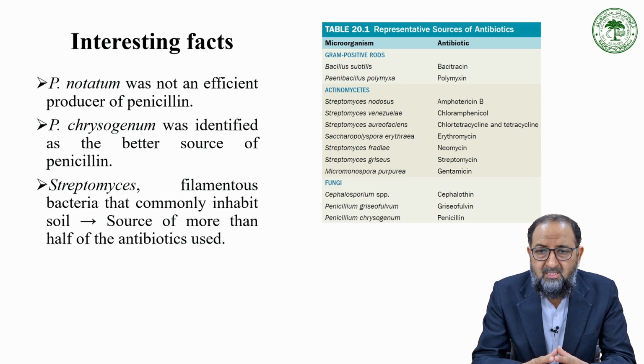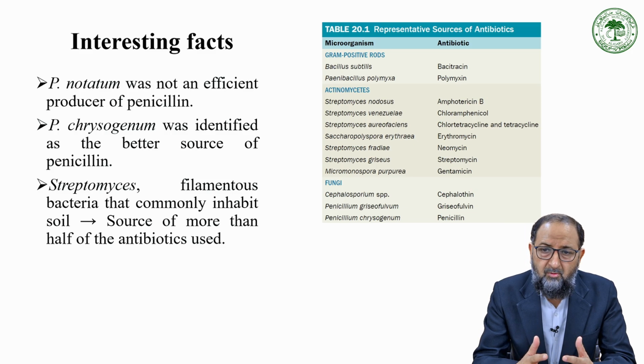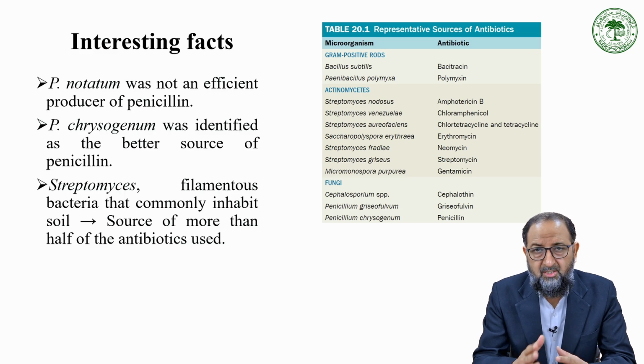Then Streptomyces griseus produces streptomycin, an aminoglycoside group of antibiotics. Then Micromonospora purpurea, gentamicin. Then fungi. Among the fungi, we have Cephalosporium species, like cephalothin, or the group of cephalosporin generation of antibiotics.